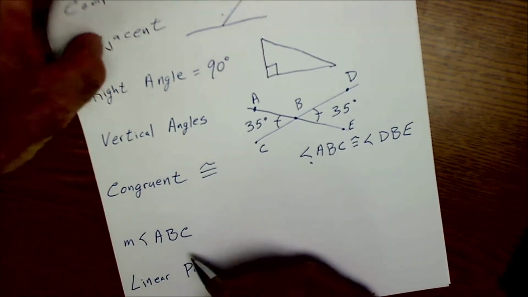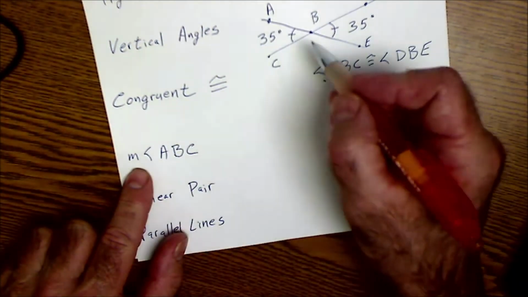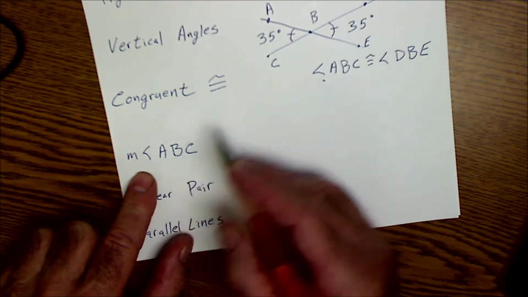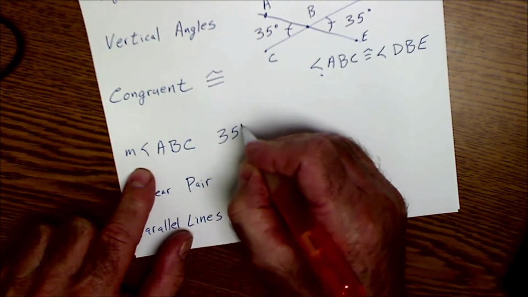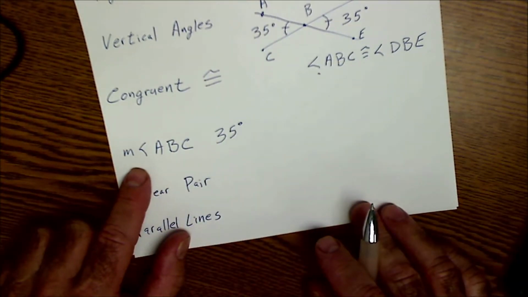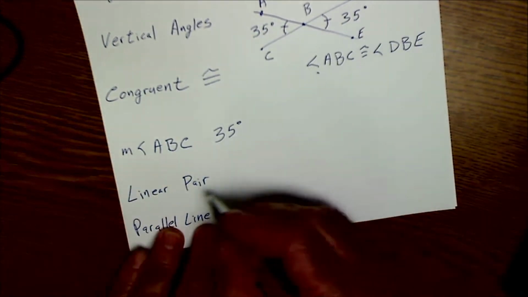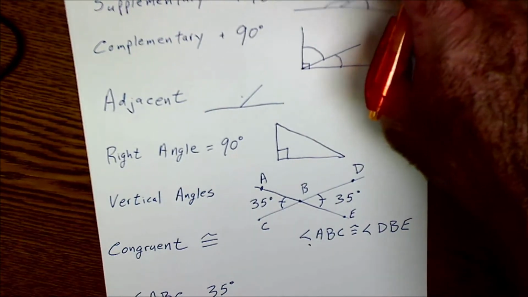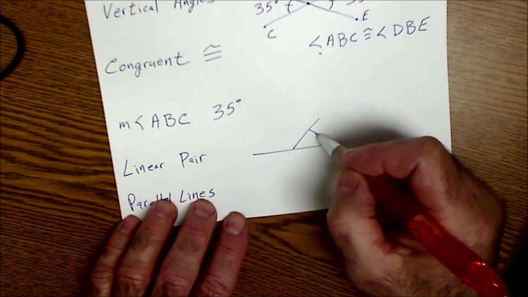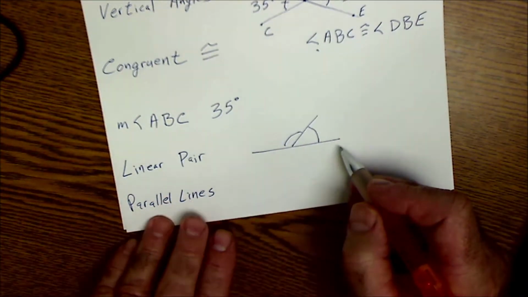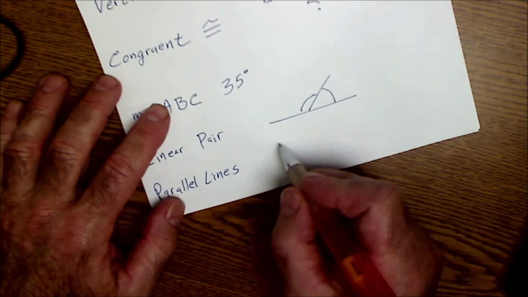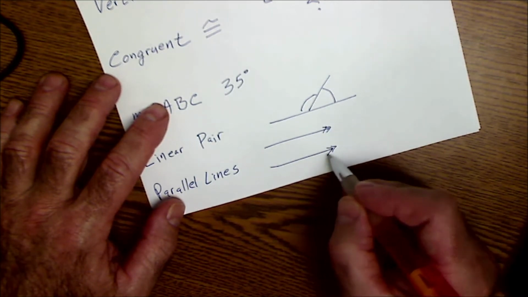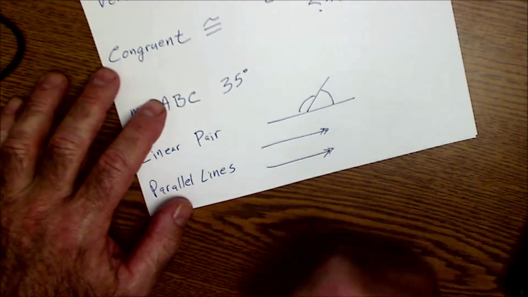Measure of angle ABC is just saying I want to know how big the angle is. So if this were the question, what is the measure of angle ABC? The answer would be 35 degrees, and it's just to expose you to a little bit more notation. Two angles that add up to 180 that are supplementary are called a linear pair because the two of them together add up to a straight line. And then parallel lines, usually the notation for parallel is double arrows on there to say these lines are parallel. That means they will never cross.